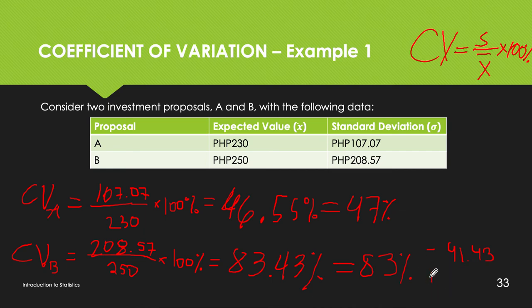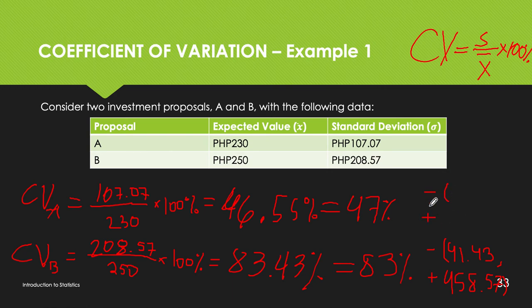And for the plus, meaning this is your interval, what you're going to do is plus it. What you'll have is 458.57 pesos. So this is your interval for B. But how about for A? What is your interval for A?